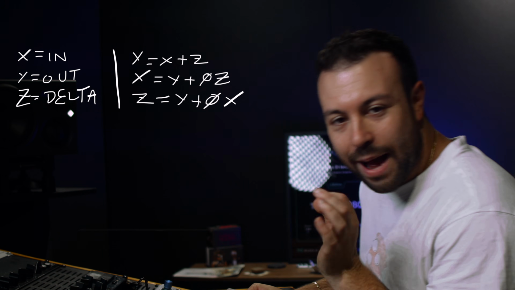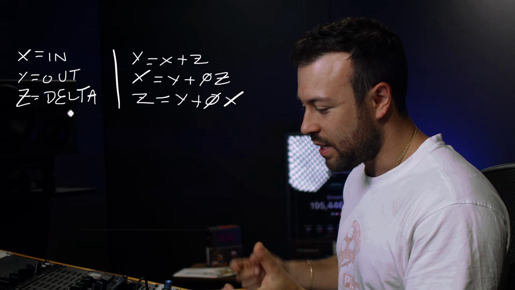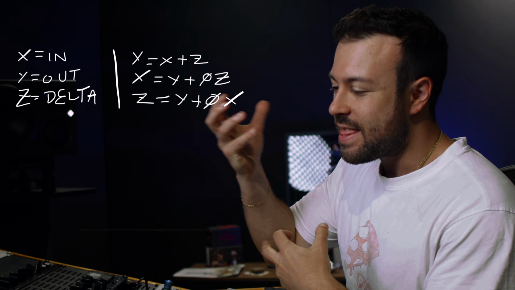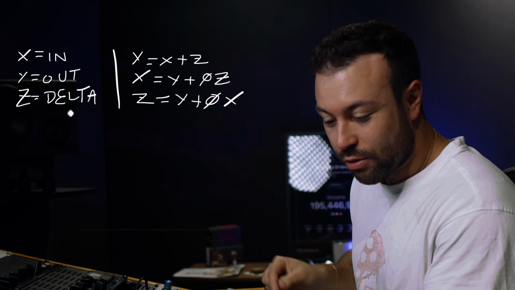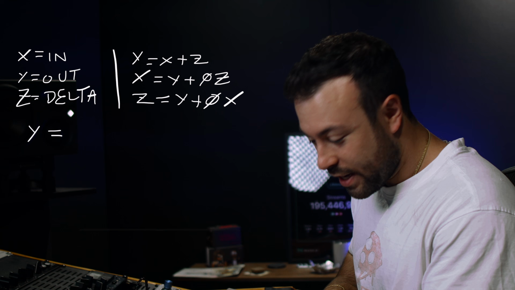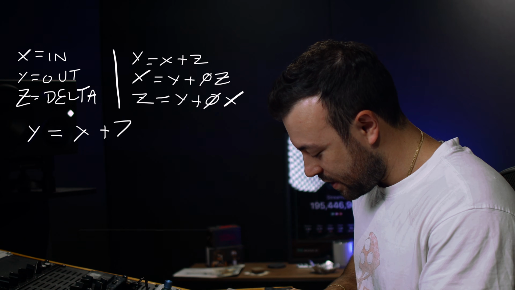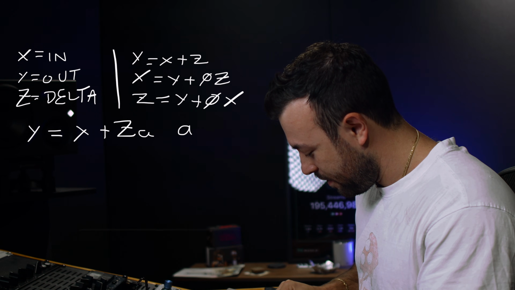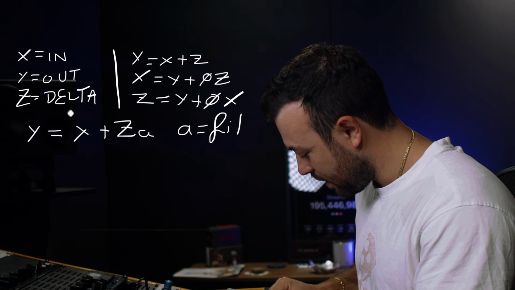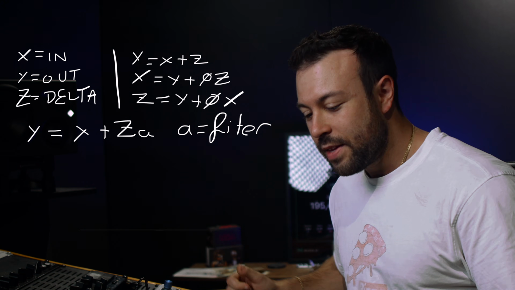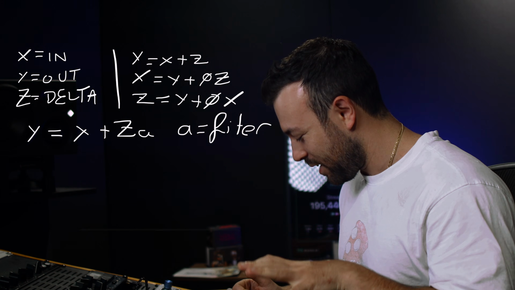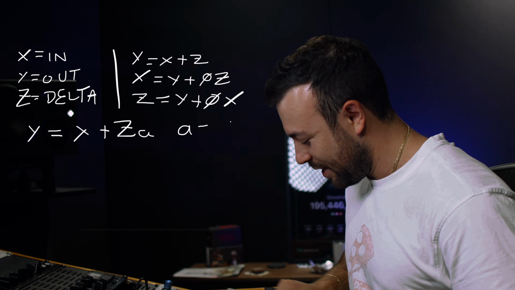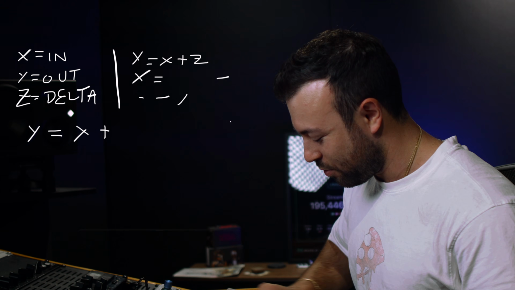Now, what happens if we filter the delta to manipulate the way that processor is interacting with the original signal? We'll have something that looks like this: Y equals X plus Z times A, and A equals filter. Cool, huh? Now, this looks a little bit like something out of your algebra class, so let's get rid of it and start looking at signal processing chains, what this would look like.